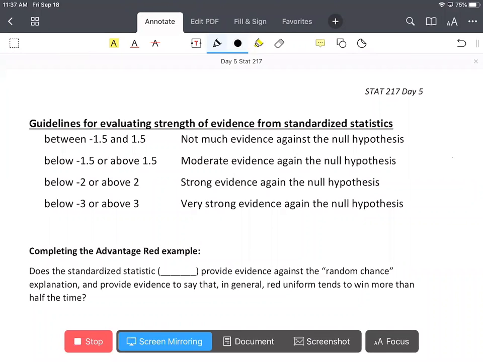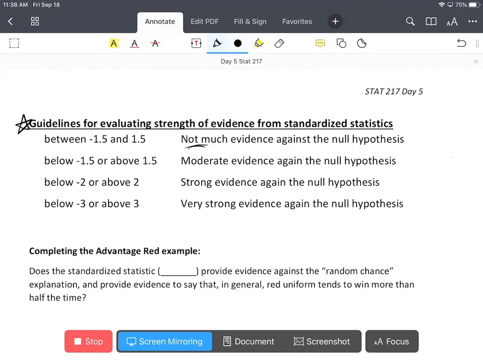Okay, so now 1.79, what does that tell us though? So there are guidelines for evaluating the strength of evidence from standardized statistics. If your z-score, in other words, your standard deviations away from the center, is between negative 1.5 and 1.5, there's not much evidence against the null hypothesis. Can we ever say there's evidence for the null? No, we can't find evidence for that being random chance, because honestly, there are a lot of other explanations that could be possible. Not that it's random, but that we just didn't test the one that it happens to be.